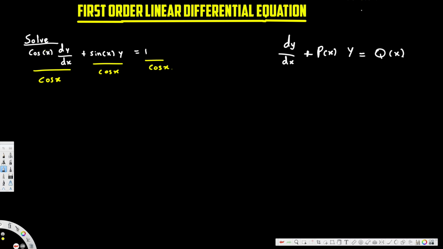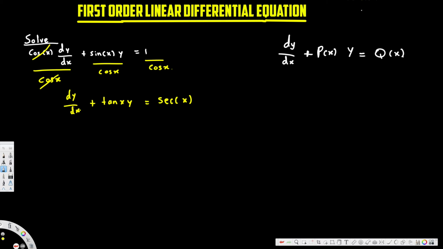Now if we divide, the cos x cancels, and we will get dy over dx, and here we have sin x over cos x, that's going to be tan x y, and 1 over cos x is sec x, so this is going to be sec of x. Now we have the standard form.